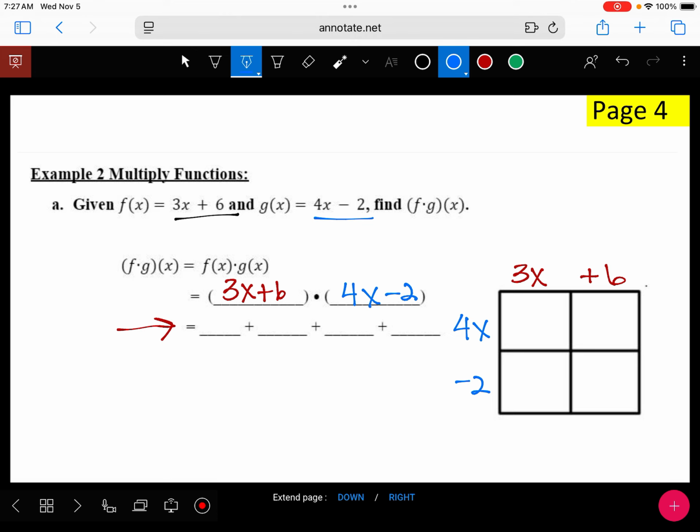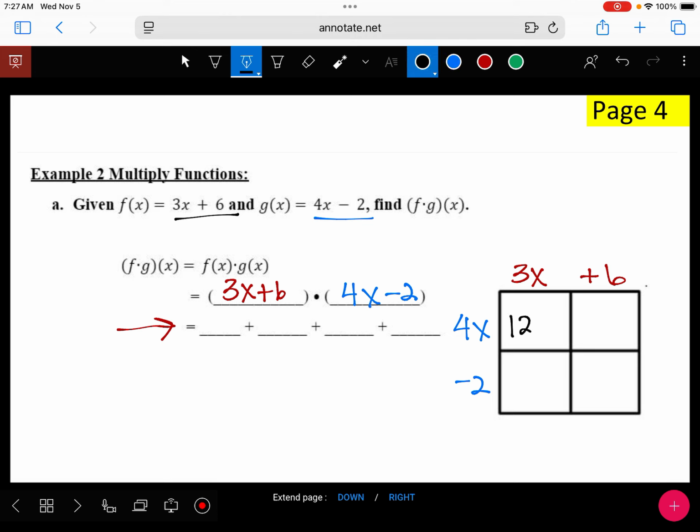So, Javion, what would you say? What is 3x times 4x? 12x. What's the other part? What's the exponent on the x? 2. Yeah. Daniela, what about 4x times 6? 24x.